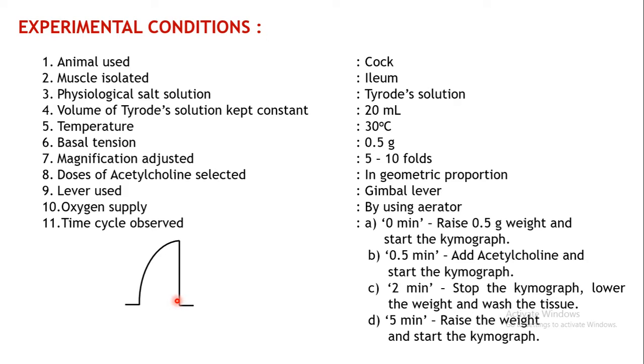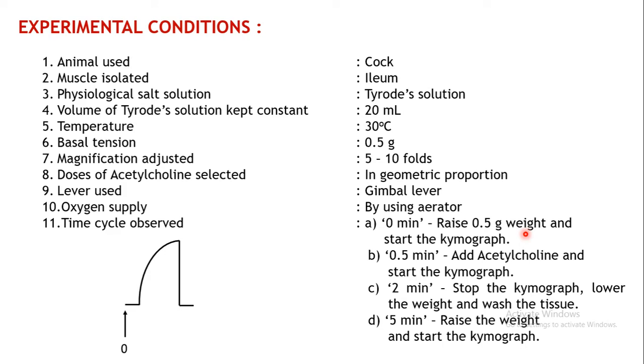A straight baseline indicates that your drug has been removed. Now let us see what this time cycle is. This time cycle again varies depending upon your type of tissue. The first point is at 0 minute, when you actually start a particular response. This will hold true for every response, and the height will depend upon the amount of drug which you are adding. Now at 0 minute, when you start your experiment, you are raising the 0.5 gram weight, that is the basal tension.